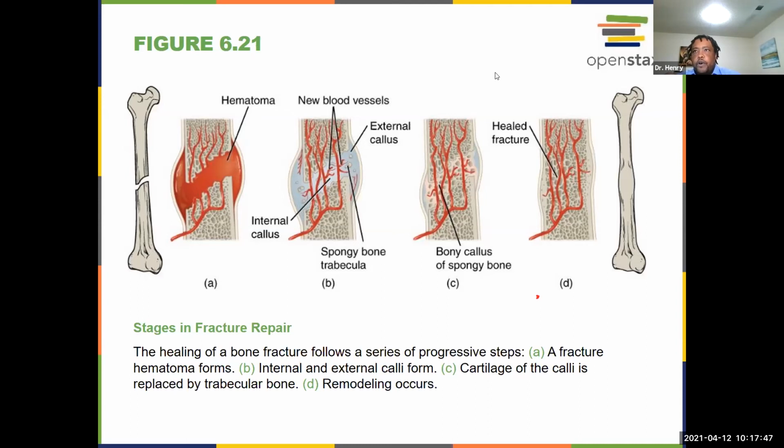Then you're going to start forming your new blood vessels. You're going to form what's called the internal callus, and you guys are very familiar with calluses already. So these are going to be calluses on the inside of that structure where the two bones have fractured. You're also going to form what? Are you guys there? Yes.